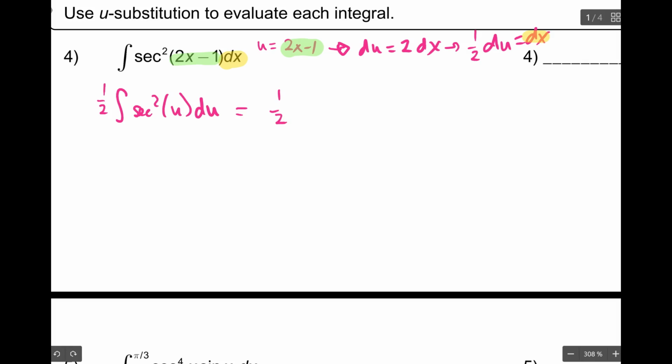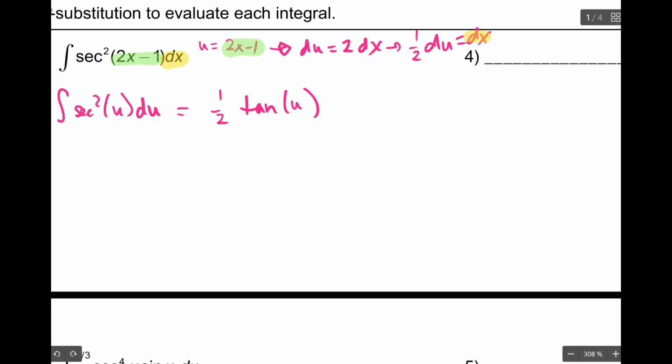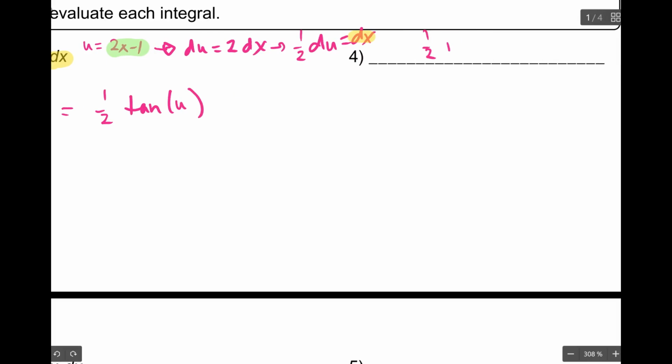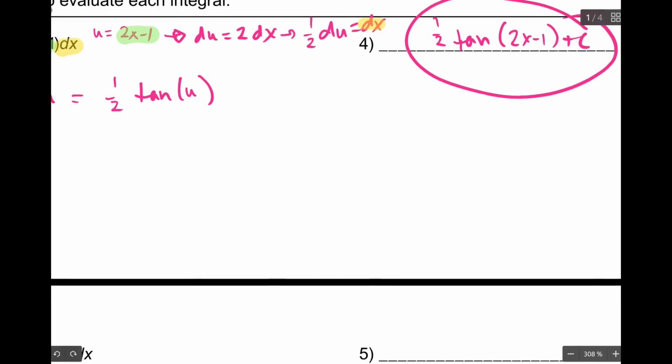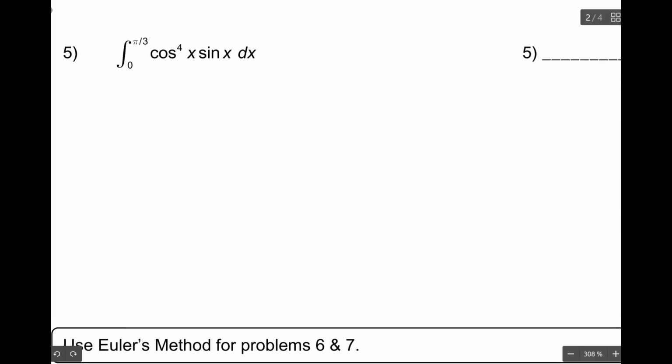It's equal to 1/2 tangent of u. So when we plug in, just plug back in u. We have 1/2 tangent of 2x minus 1 plus c. Done. Write it down. That was a nice one.